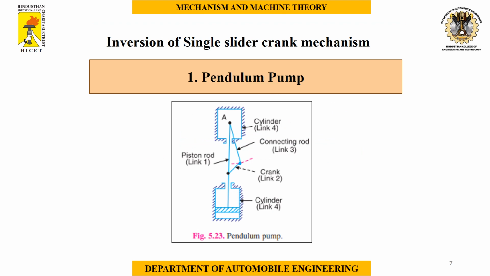The first inversion of single slider crank mechanism is the pendulum pump. The pendulum pump is used as a water pump in our households, where the crank 2 is rotating and the cylinder, which is attached at both ends, is sliding inside the cylinder. By this arrangement, we can get the translatory movement as output.